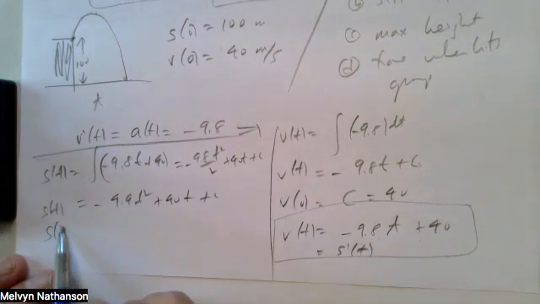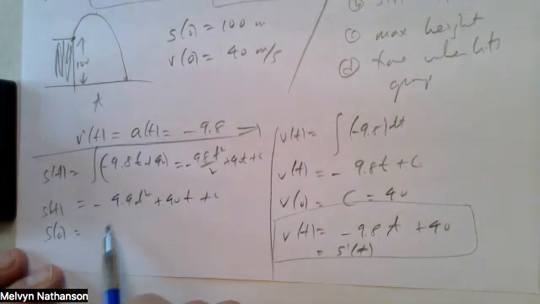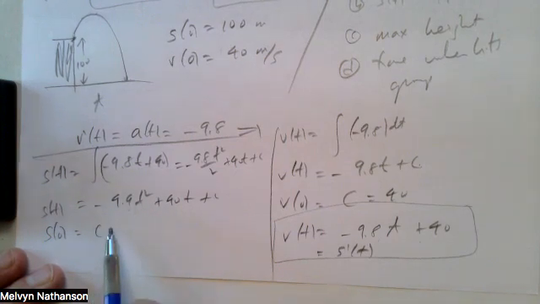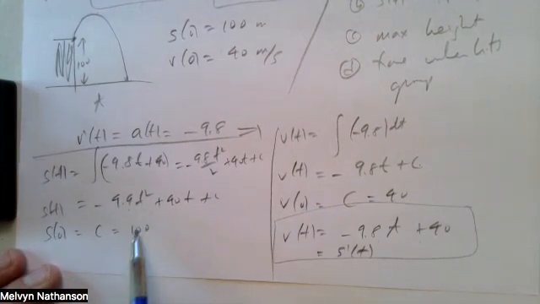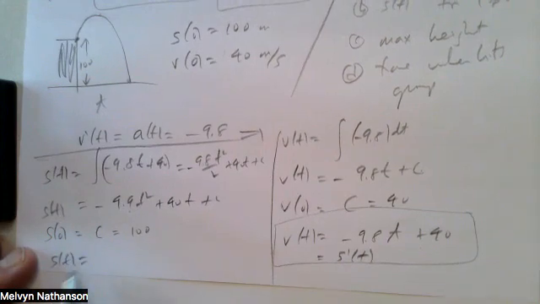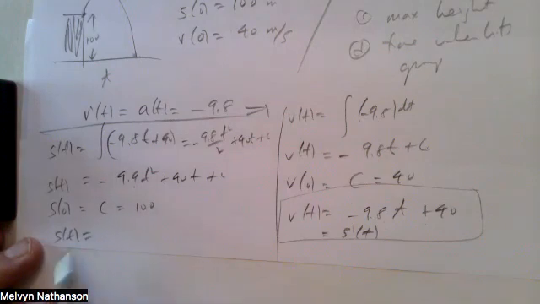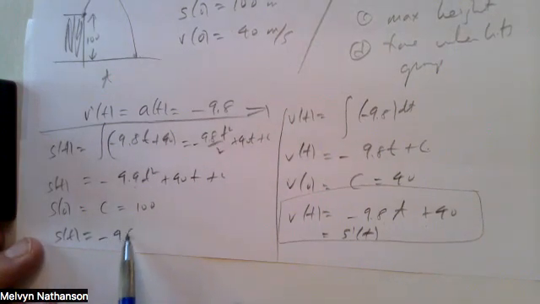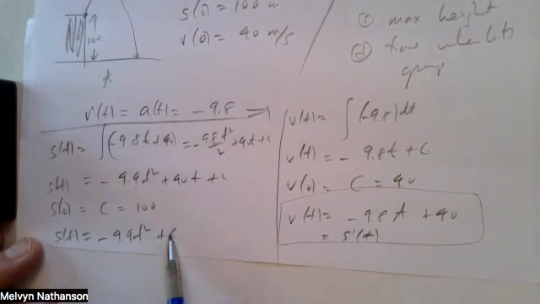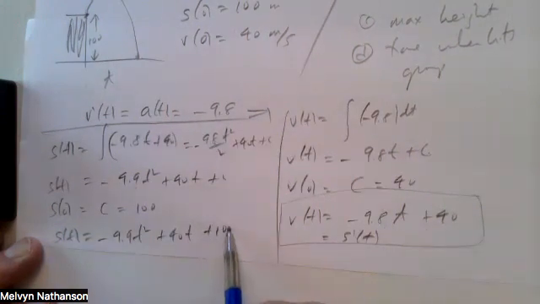And at time 0, the initial height of the stone, you put in t equals 0, you get c, and that's equal to 100. So the position of the particle at time t is minus 4.9t squared plus 40t plus 100.